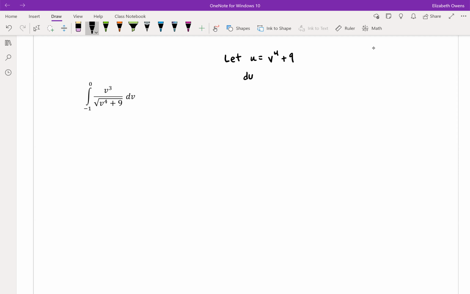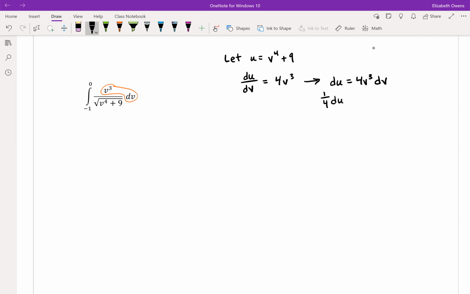Okay, now we'll take the derivative. Note that this is du/dv. We're using a different original variable than we usually do. It's not x, it's v now. So this is du/dv, and that would be 4v cubed. Okay, get that differential du, that would be 4v cubed dv. And you know that I like to see what's actually in the problem. And I can see that we've got v cubed dv here rather than 4v cubed dv.